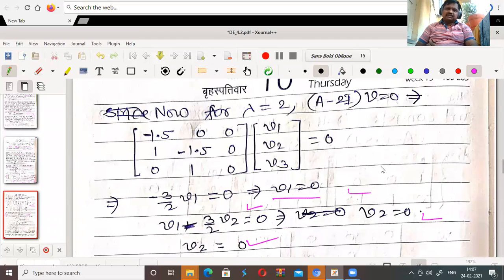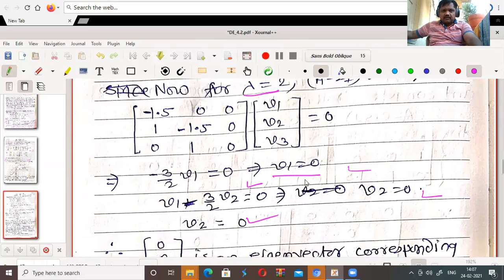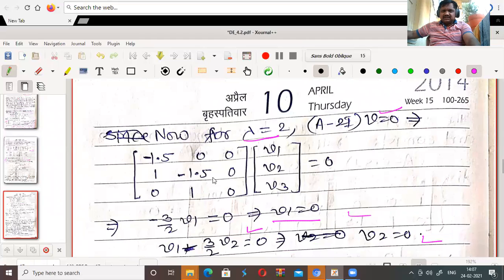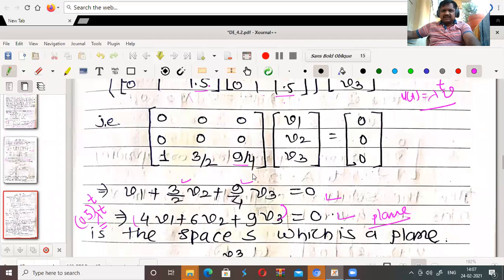Now, this is not the stable subspace, but this is an eigenvector. Now, we will find another eigenvector corresponding to eigenvalue 2. It should satisfy (A minus 2I) operating on v equal to 0. So minus 1.5, 0, 0; 1, minus 1.5, 0; 0, 1, 0, operating on v1, v2, v3 equal to 0. Okay, so if I multiply this, what about this? This is A minus 2I, where A is your matrix.